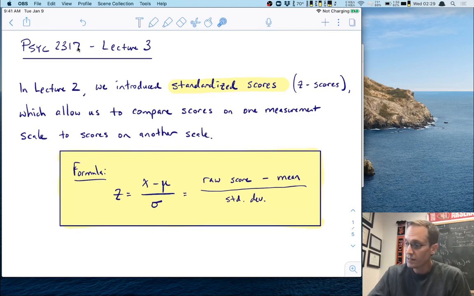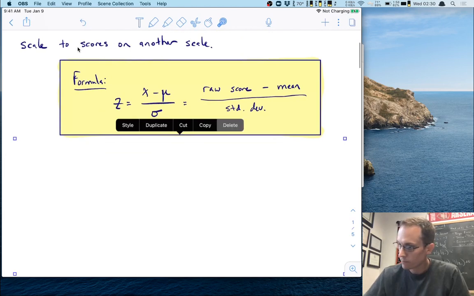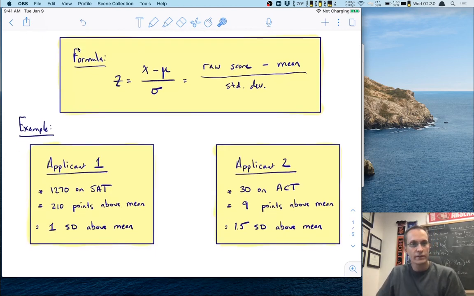And what that really means is simply take the raw score, subtract the mean, and then divide by the standard deviation. And remember that this tells us the number of standard deviations that a raw score is away from the mean. If it's positive, that means that the raw score is above the mean. And if it's negative, that means that the raw score is below the mean. And we did an example last time. We'll just recap this real quickly.